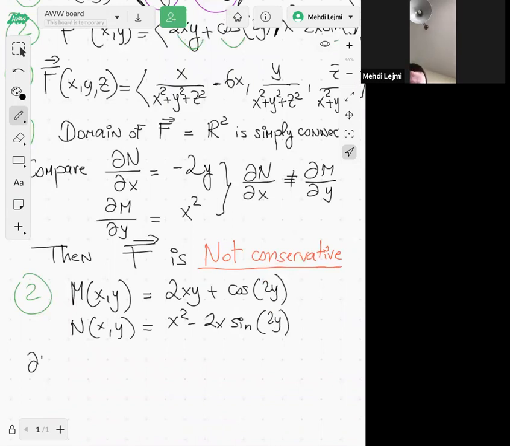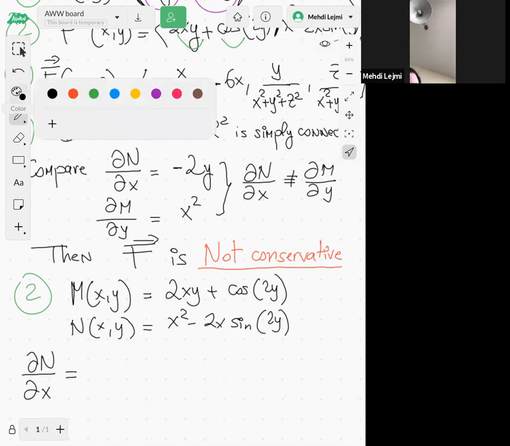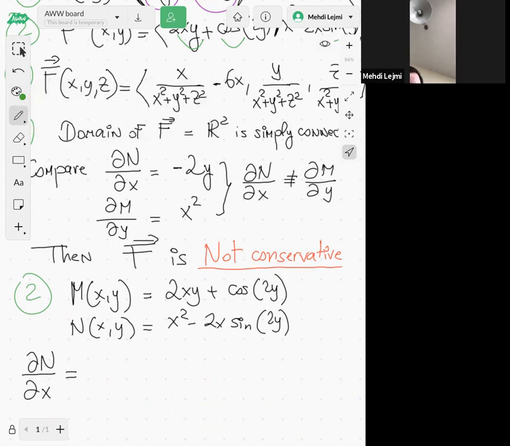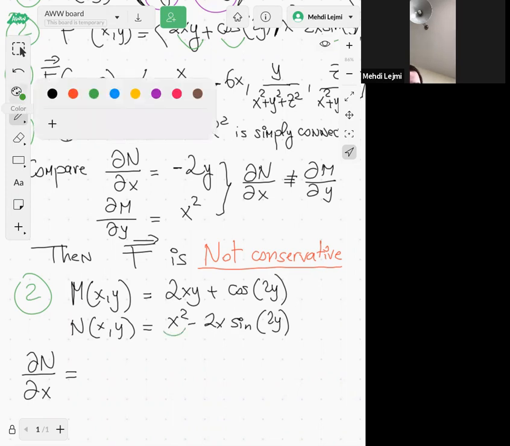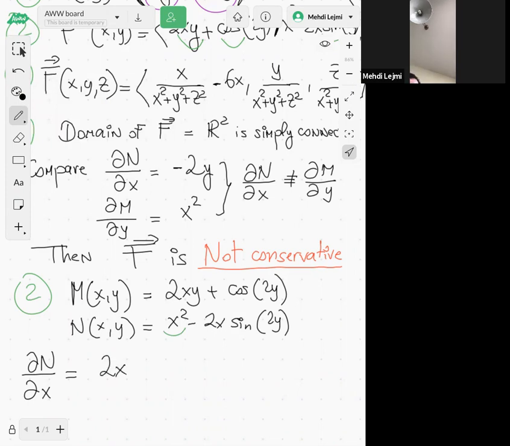Okay, and so we have to compare. So we have to compute partial N, partial x. So derivative. First, we have derivative of x squared with respect to x. That will be 2x. So here we're going to have 2x minus, and then this is sine of 2y. We assume y is a constant, so sine of 2y is just constant. There is this 2 here. It's also constant times x. So derivative of some constant times x will be just the constant, right? So that's minus 2 sine of 2y.